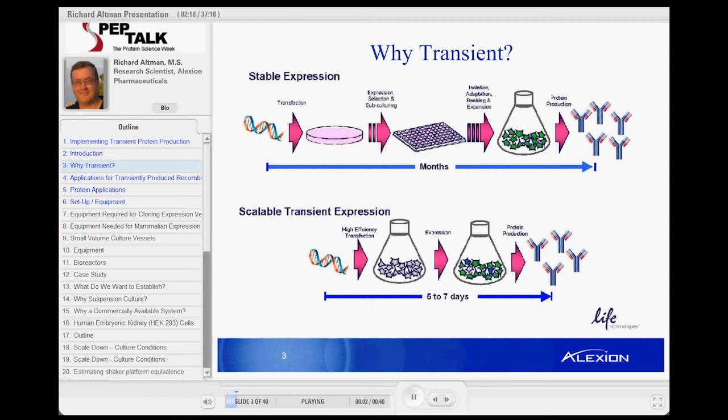So why transient? I think at this point in the evening it's a bit redundant to pose that question, but as Henry and Dom have both said, when we're talking about stable expression, we're looking at a multiple-week or multiple-month process to get to protein production. With scalable transient expression, we're really looking at a 5 to 7, maybe 10-day window where you can be handing off protein for a number of different applications and really becoming a very favored colleague in your group.